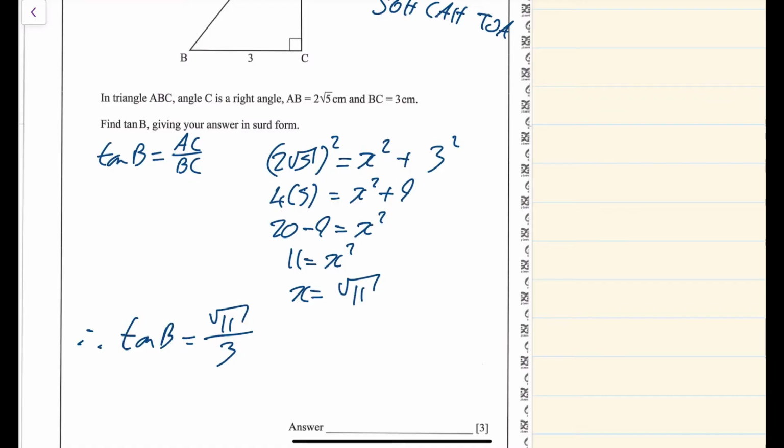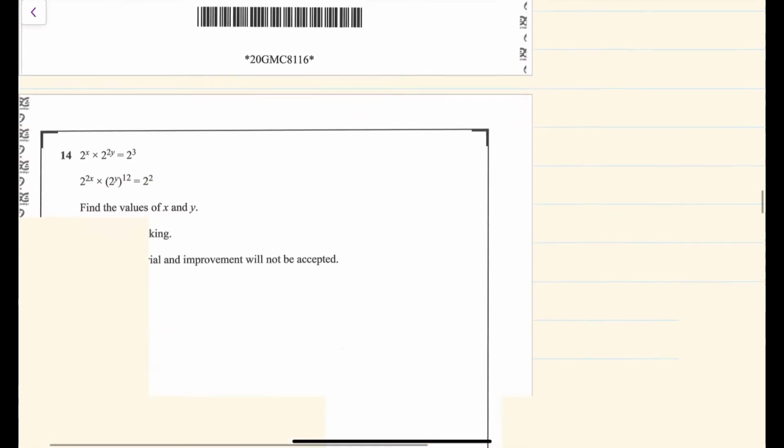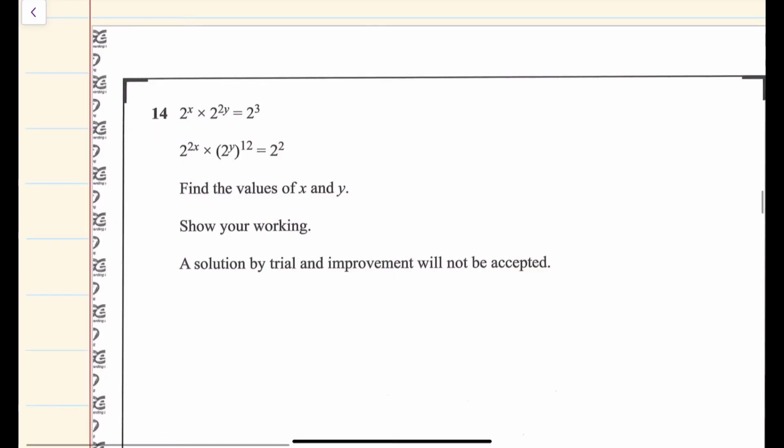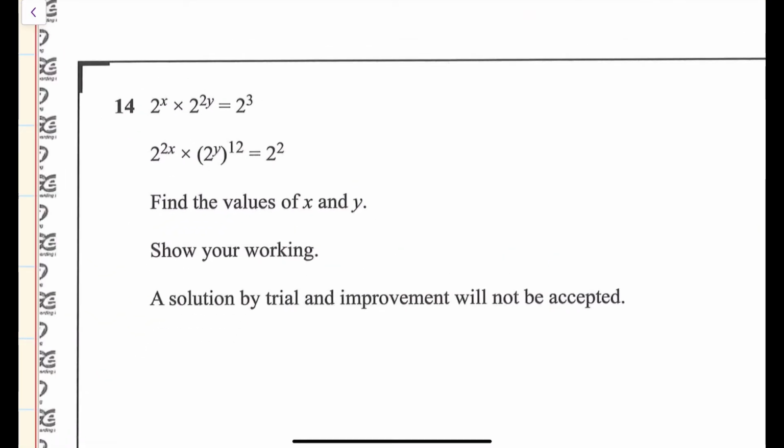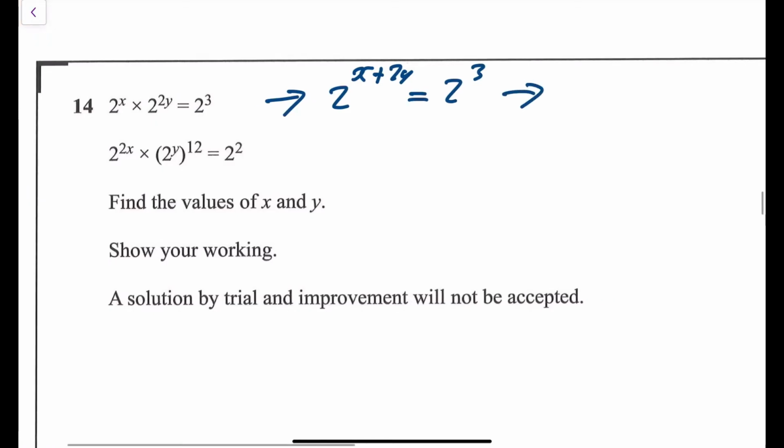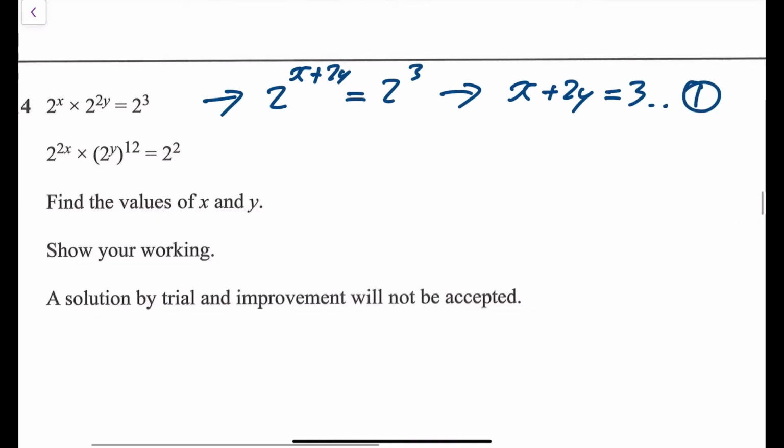Okay, last question on this paper. It's a simultaneous equations question, but it doesn't look like it. We've got 2 to the power of x times 2 to the power of 2y is equal to 2 to the power of 3. This we could write as 2 to the power of x plus 2y is equal to 2 to the power of 3, which then, if the bases are the same, then the powers are the same, x plus 2y equals 3, and that's going to be equation 1.